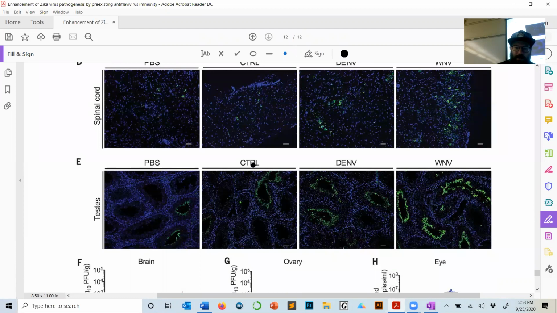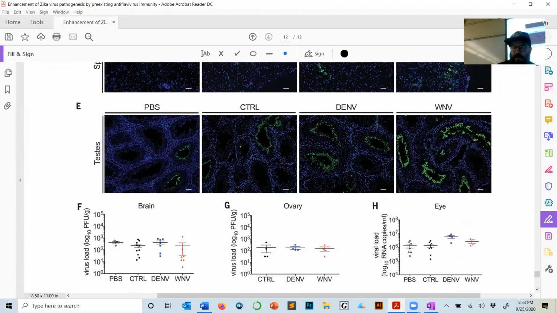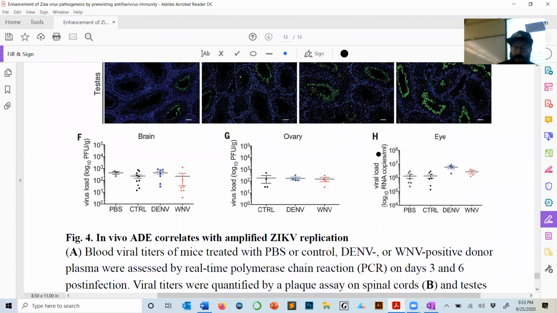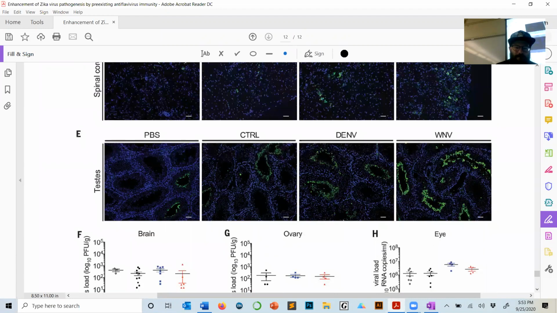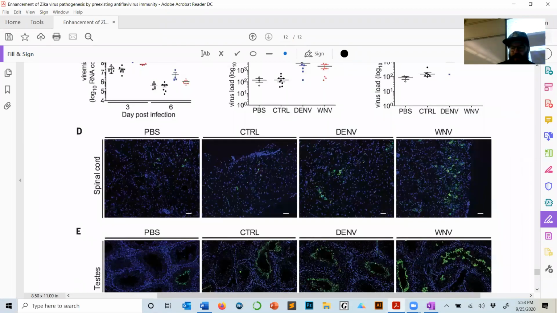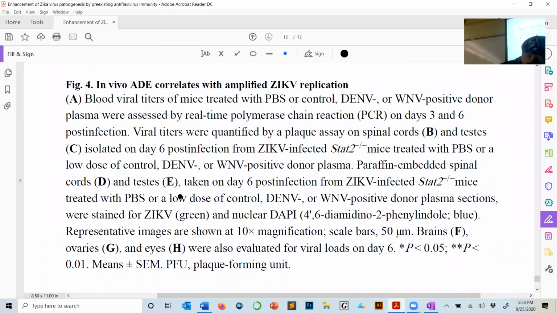Here's the testes, same experiment. Here's the negative control. You see more of it with the dengue virus antibodies, more of it with the West Nile virus antibodies. And then they check some other stuff, and I don't think these are statistically significant, like the brain, the ovary, and the eye. The main important point is the antibody-dependent enhancement effect can kill the mice, and there's more virus in those mice. Those are the main points.